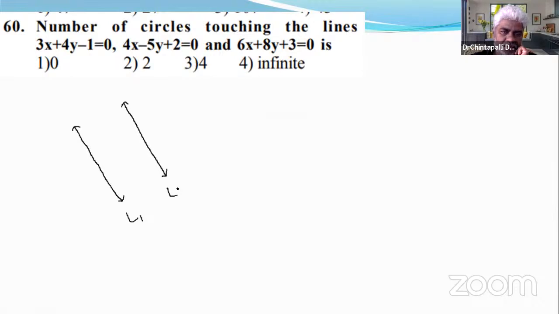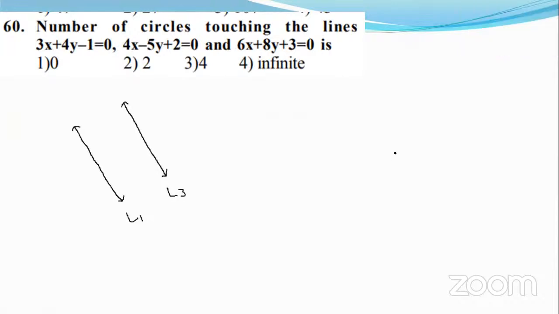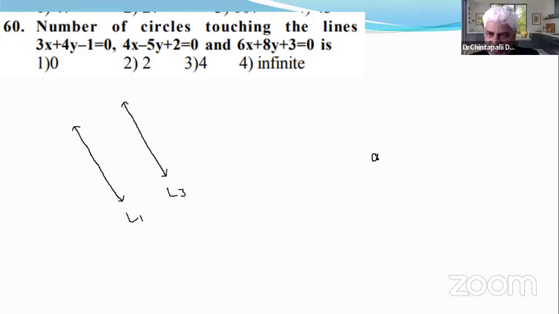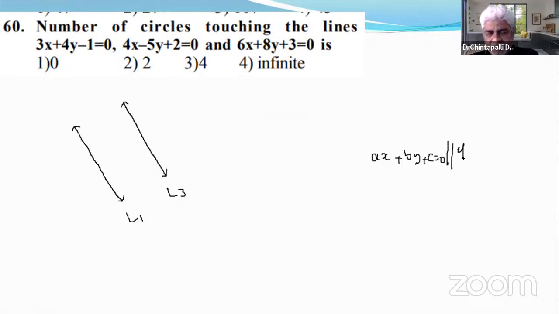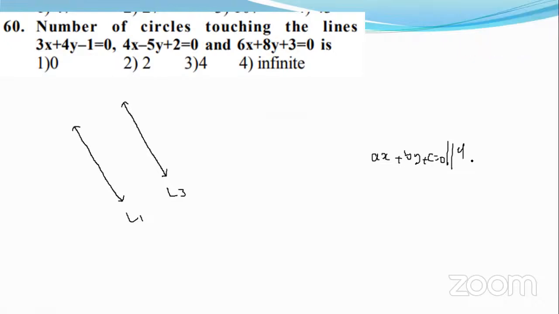Line 3. Now, 4x minus 5y. I told you one thing previously. Do you remember it? The parallel lines thingy. See, ax plus by plus c equals 0 is parallel to ax plus by plus k equals 0. Yes, very good.